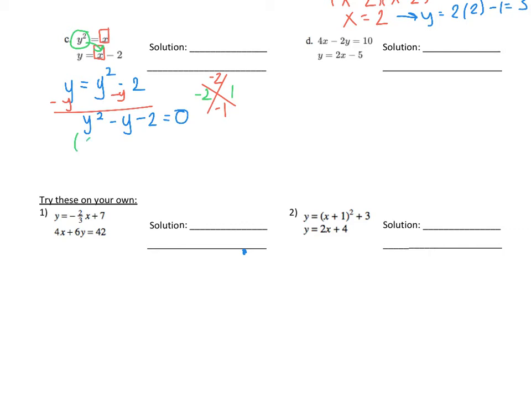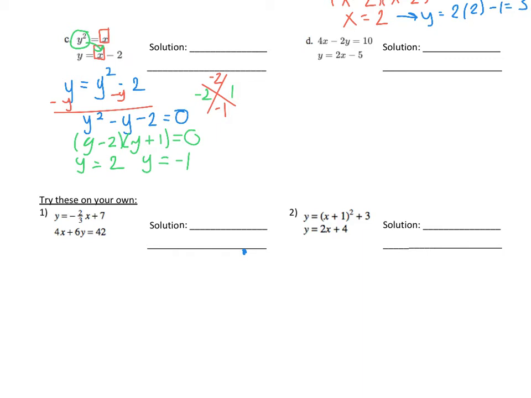So we have y minus 2 times y plus 1 equals 0. This gives me two solutions for y. y equals positive 2, y equals negative 1. So it looks like because I have two y values in my solution, this system will have two intersections. So I just need to find the x coordinate of those intersections. So up here I have x equals y squared. So all I need to do to determine x for each of these is to square the y value.